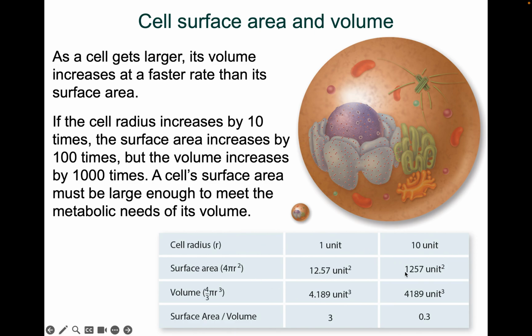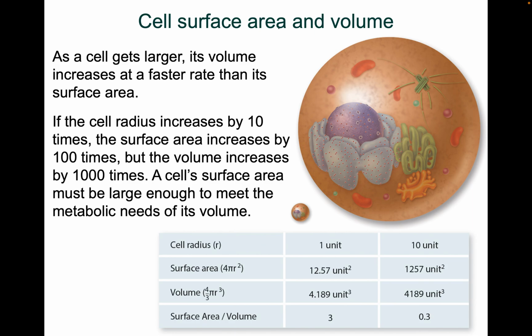Surface area now becomes 1,257. So this actually increased by 100. But the volume went from 4.189 to 4,189. This increased by 1,000. So compared to surface area to volume, it increased 10 times. So if you look at the surface area to volume now, suddenly it has completely decreased. There is much more volume compared to surface area.